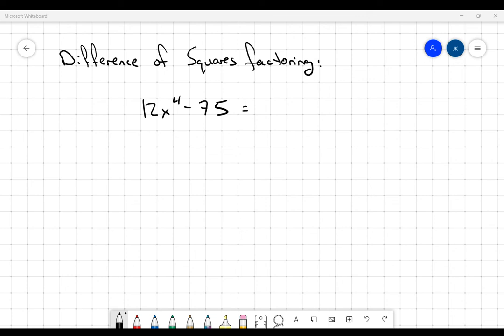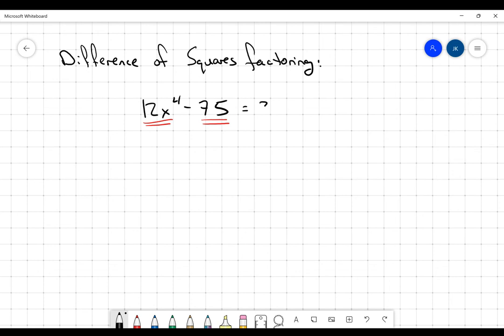Now here, when I take a look at this, I see my two terms, I see my difference, but I notice that 12x to the fourth is not a perfect square, neither is 75. The x to the fourth isn't the problem. It's the coefficients, the 12 here. But when I get into a situation like that, one of the first things I want to do is recognize that it is possible there might be a common factor there that's kind of clouding the issue here. And there is, in fact.